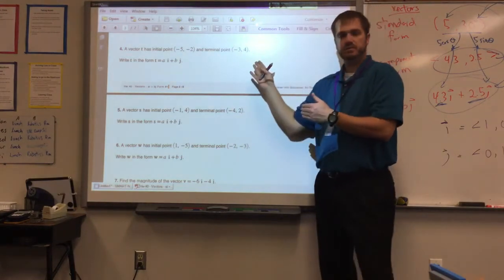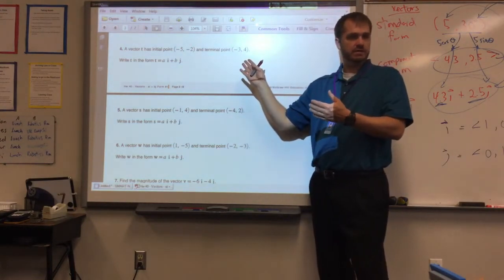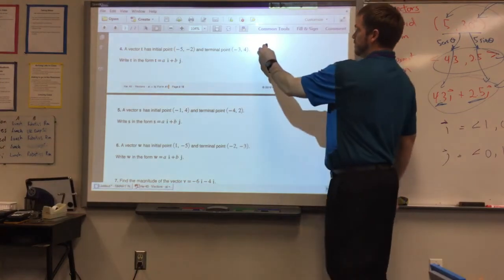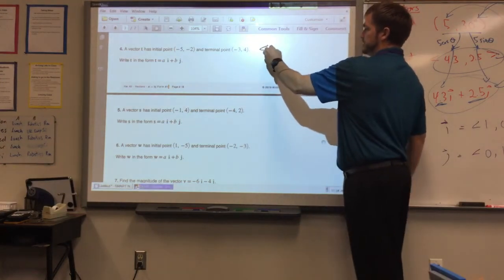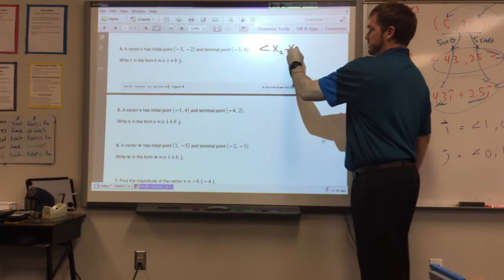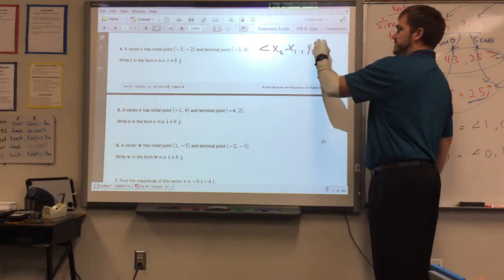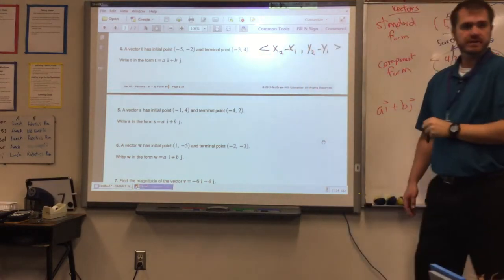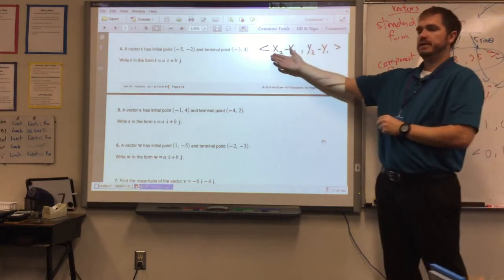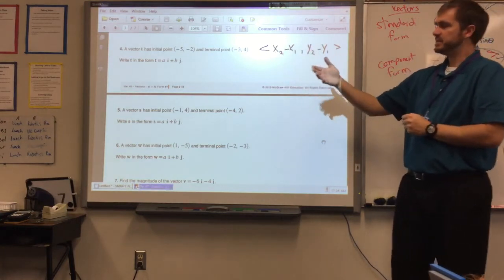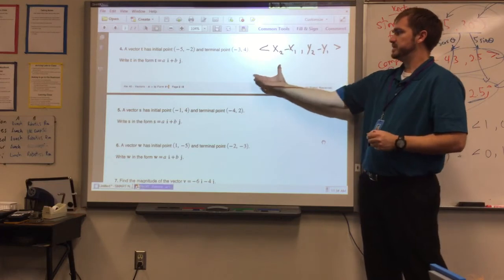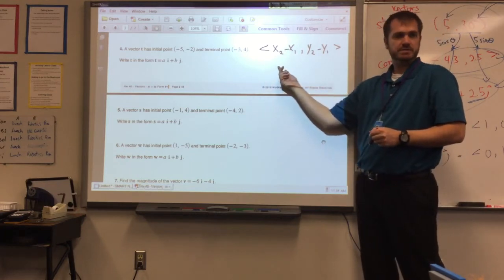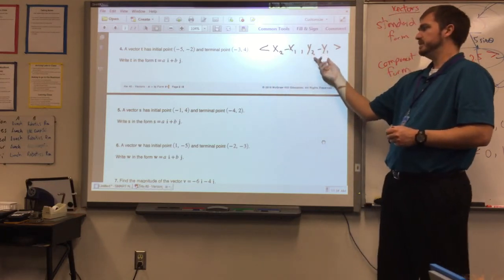This is actually very similar to the type of problems we had yesterday. If you remember the formula, it was, I think, x2 minus x1, y2 minus y1. That's how we found the x component and y component. It's going to be the same thing, only it's going to be x2 minus x1 times vector i plus y2 minus y1 times vector j.